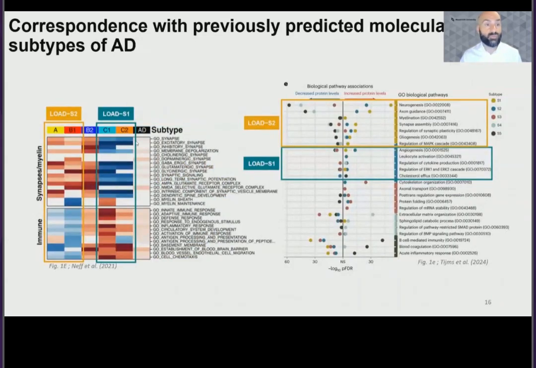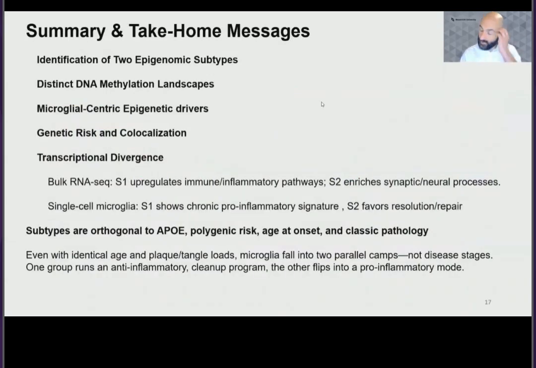Comparing with the previous one, we could replicate 2 out of 5 subtypes of both CSF proteomics and transcriptomic data, which was very reassuring. The summary is that we identified 2 distinct subtypes with a very distinct signature. Microglia is the driver of both subtypes, but distinct.